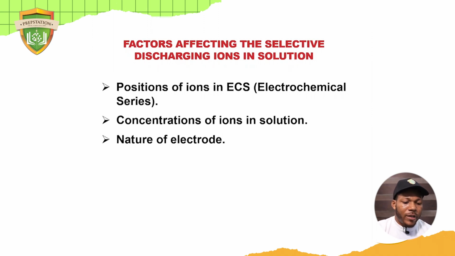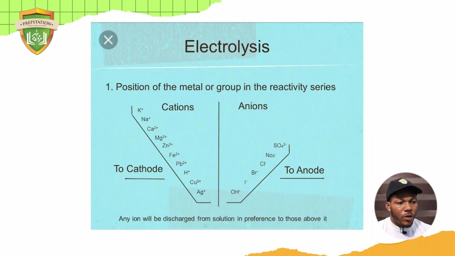For example, look at this setup. Now, we have cations and anions. Anions are attracted to the anode, which is a positive electrode, whereas the cations will move to the cathode. Now, the ions that are below, for example, silver, copper, hydrogen are below what?